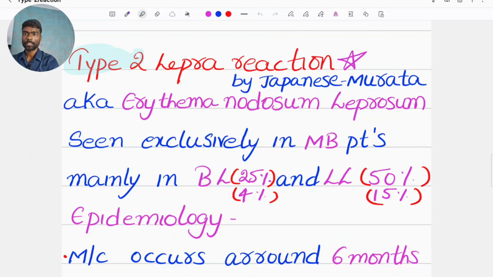Type 2 reaction, also known as Erythema Nodosum Leprosum. This name was given by the Japanese leprologist Murata after studying the histological and clinical features. He found it is similar to Erythema nodosum, but it is not Erythema nodosum, occurring only in leprosy patients. So he named it Erythema Nodosum Leprosum, seen exclusively in multibacillary patients, mainly in the lepromatous leprosy spectrum and borderline lepromatous.